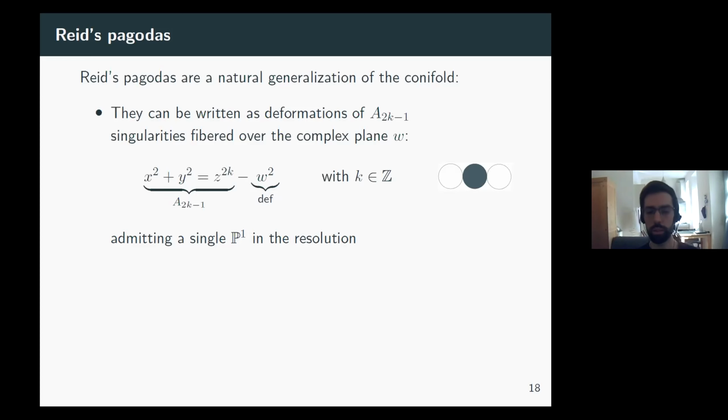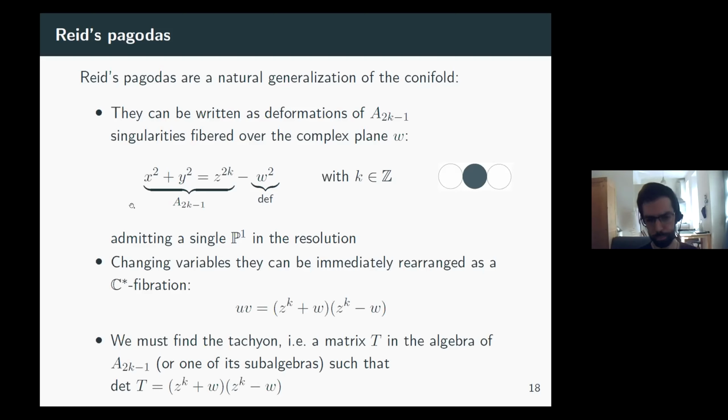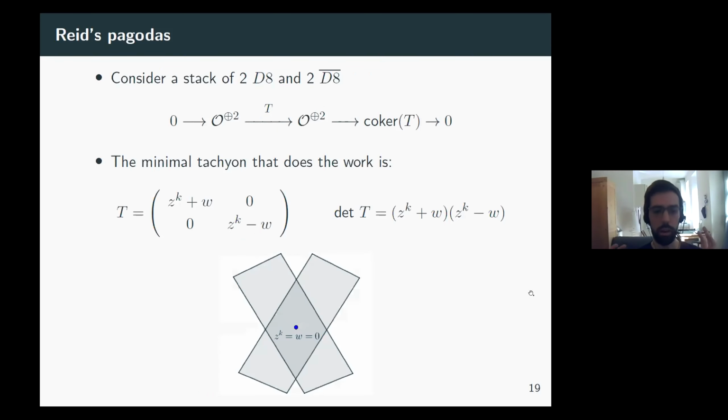What we want to do now is to describe this geometry as a C-star fibration. So just as we did for the conifold, we rewrite it, changing variables from x and y to u and v. And on the right, I've just factorized what we had above. Then the last step is to find the tachyon, that is a matrix T in the algebra of A_{2k-1} or one of its subalgebras, such that its determinant is equal to the right-hand side of this equation, the product of these two factors.